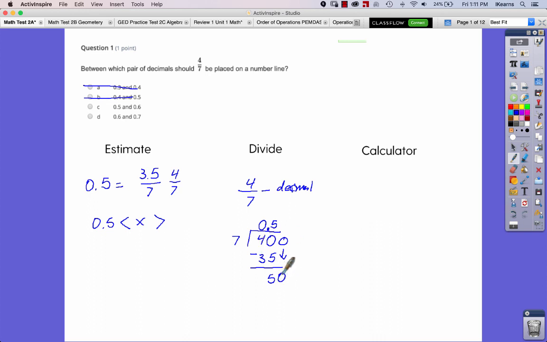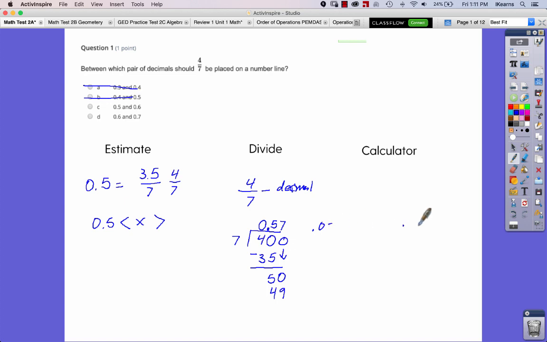So this 0 comes down here and it becomes 50. How many times does 7 go into 50? Well, 7 times 7 is 49. So we put a 7 here, you get 49, and that's far enough. You can see 0.57 is in between 0.5 and 0.6. So if you did it, it would look like this.